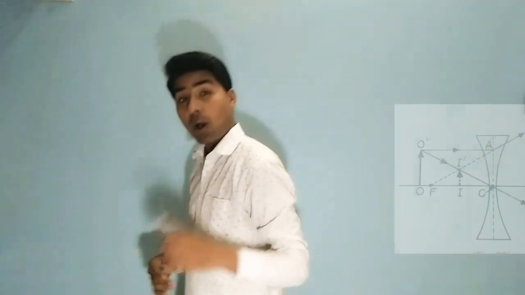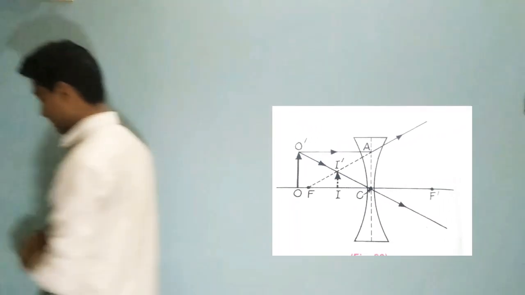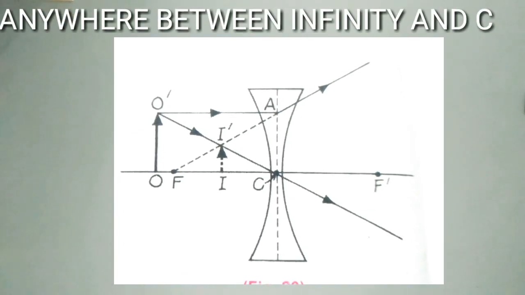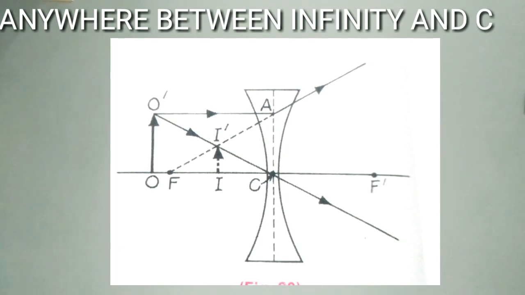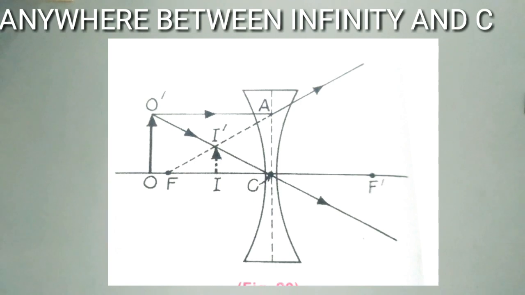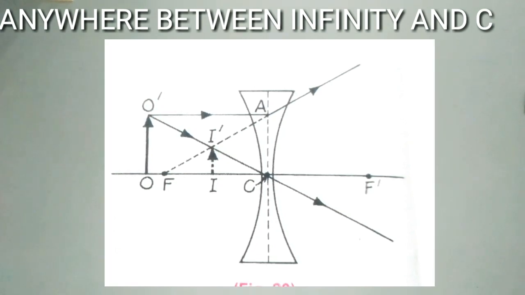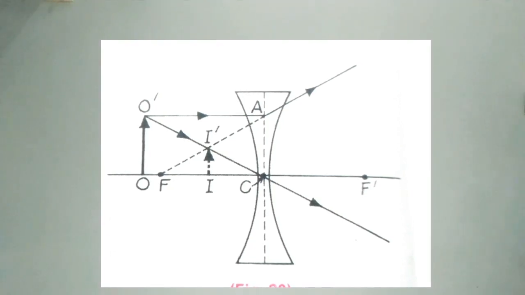Case 2, and the last case. Let's see when the object is anywhere between infinity and optical center. In this case, the image is formed between focus and optical center. It is erect, it is virtual in all the cases except the first case. So in this case, again I'm saying image is virtual, erect and smaller, or you can say diminished, compared to the object. So we have seen the image formation of convex and concave lenses.